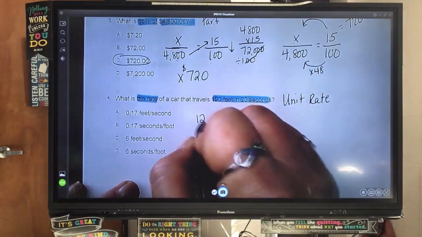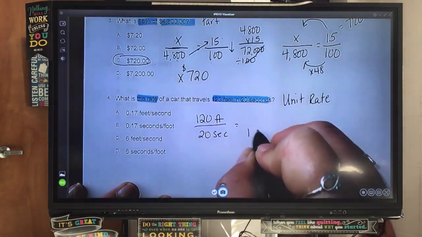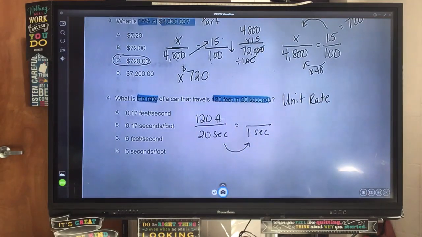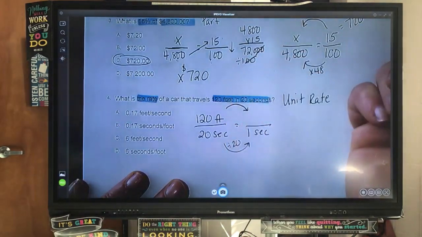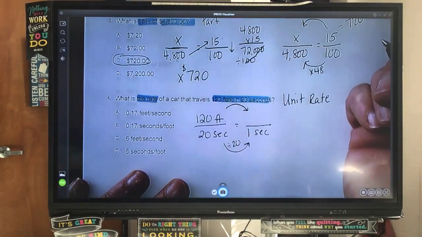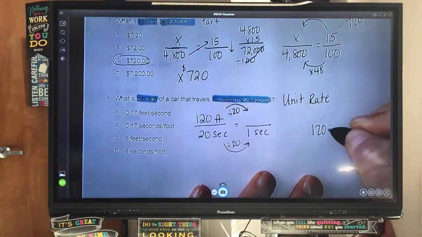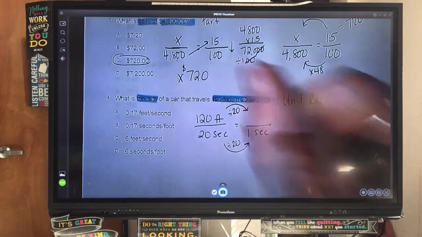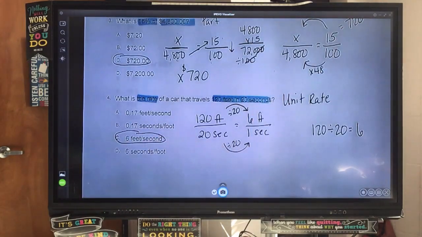Alright, so I'm gonna put 120 feet, I'll put 20 seconds, and then I'm gonna set it equal to 1 second. How do I go from 20 to 1? What do I do? Divide. Alright, and 120 divided by 20 gives me what? Alright, so I go 6 feet per 1 second. Alright, questions about that one?